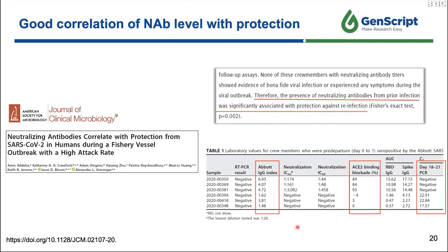As shown in this table here, they tested the 6 crew members using the Abbott IgG assay and also cPass, which is the ACE2 binding blockade percentage. We notice that all the 6 crew members tested positive using the Abbott IgG assay. However, only those who tested positive using the cPass assay were protected from reinfection.